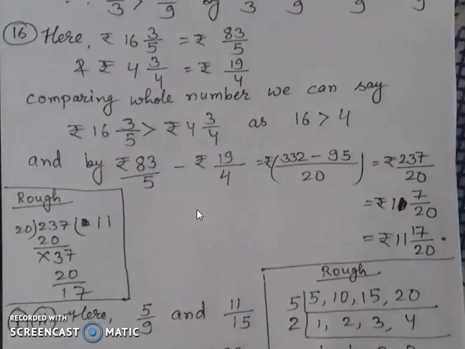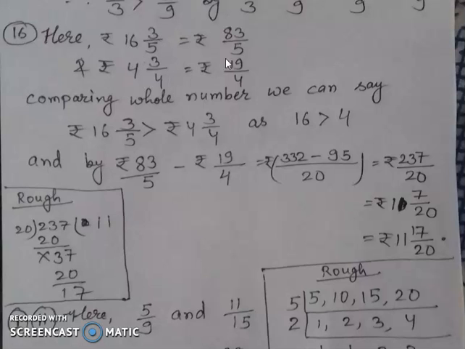So if we see question number 16, it says the total cost of a pen is rupees 16 3 by 5, and that of a pencil is rupees 4 3 by 4. Which costs more and by how much? Here also the question is the same. Here also you have to compare two numbers. So see, if the fraction is mixed, no need to change it into improper. Simply we can see the whole number, whose whole number is bigger will be bigger. So this will be bigger, of course. But by how much, to know that, you can do the subtraction.